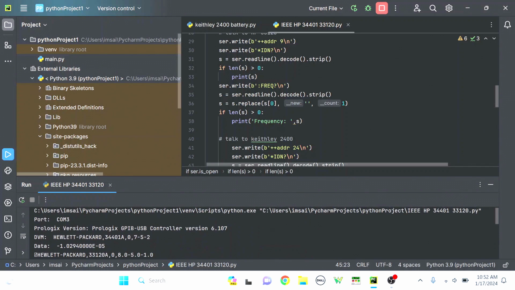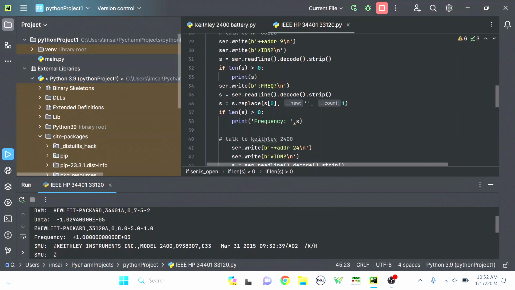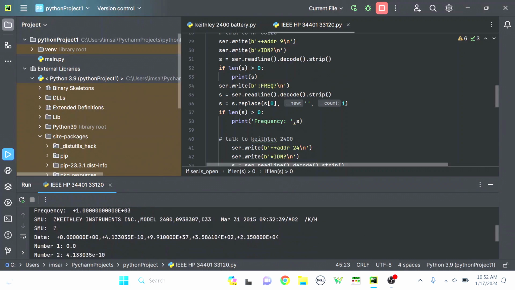The first thing it did was say, you're on COM3, and you're talking to a ProLogix version controller 6.107. Then it talked to the DVM, which is a Hewlett-Packard. I did an IDN question mark and it came back with Hewlett-Packard. I read a voltage, and then I talked to my arbitrary waveform generator and read back data from that, and what frequency it was. Then I talked to the Keithley, and then the Keithley hiccups.